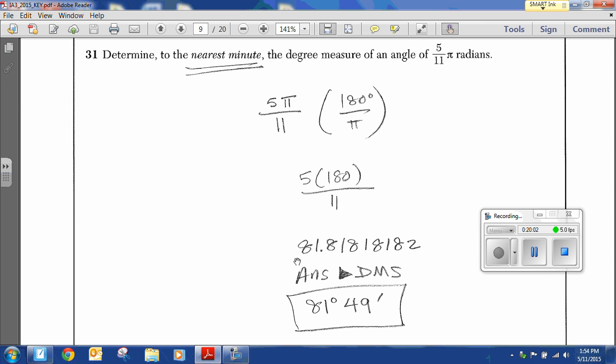You must round appropriately. And remember, there's 60 seconds in a minute, so if the seconds is 30 or higher, you round up. If it's 29 or lower, you stay where the minutes was at.